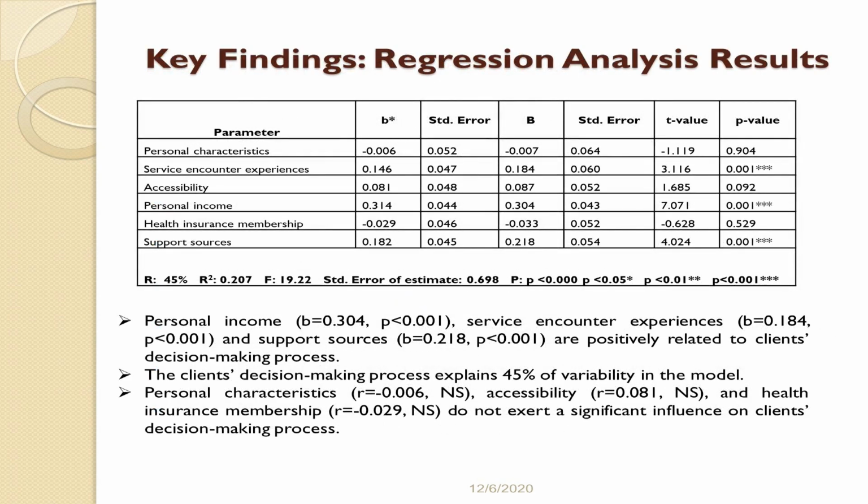The regression analysis estimated the relationship between the independent and dependent variables. The table reveals that personal income, service encounter experience, and support sources are positively related to client's decision-making process. The model explains 45% of variability in the client's decision-making process. Personal characteristics, accessibility, and health insurance membership do not exert a significant influence on client decision-making process.